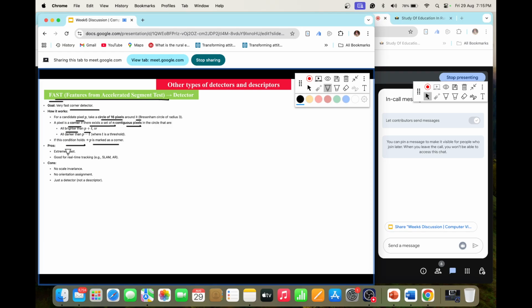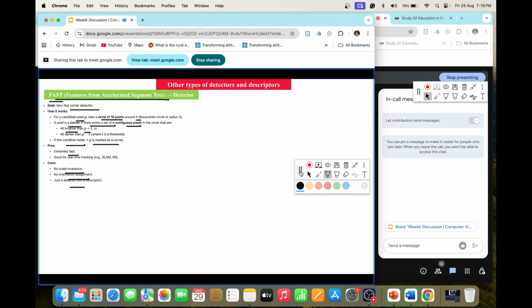Pro: it is extremely fast. We do not require the Hessian matrix, eigenvalues, etc. Nothing like that is required. It is very fast, so it is good for real-time tracking. Cons: no scale invariance, no orientation assignment, just a detector. It is not a descriptor, it is a detector. So here you will have no scale invariance or orientation assignment. So FAST is one type of fast corner detector.